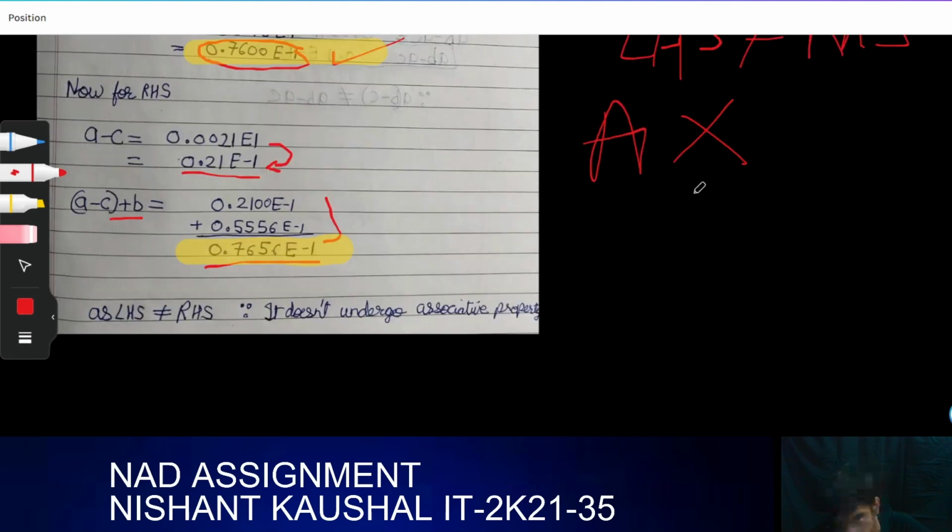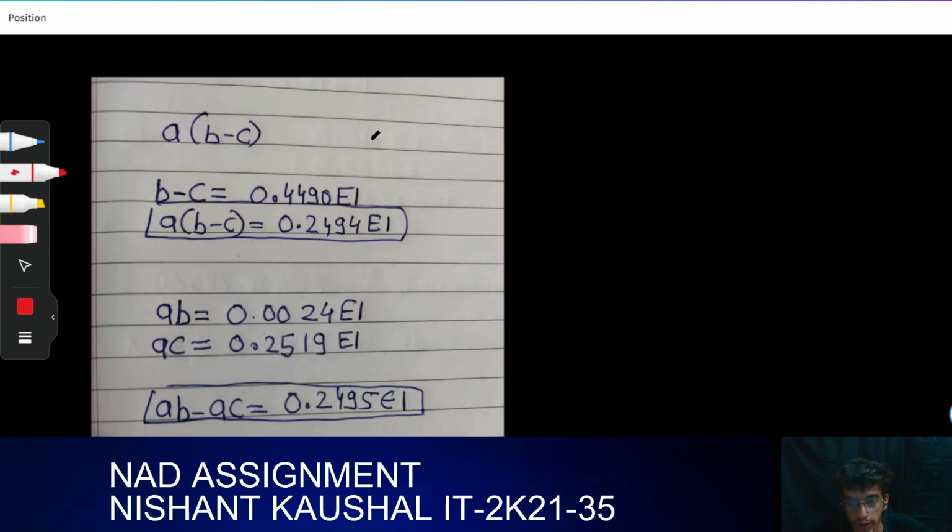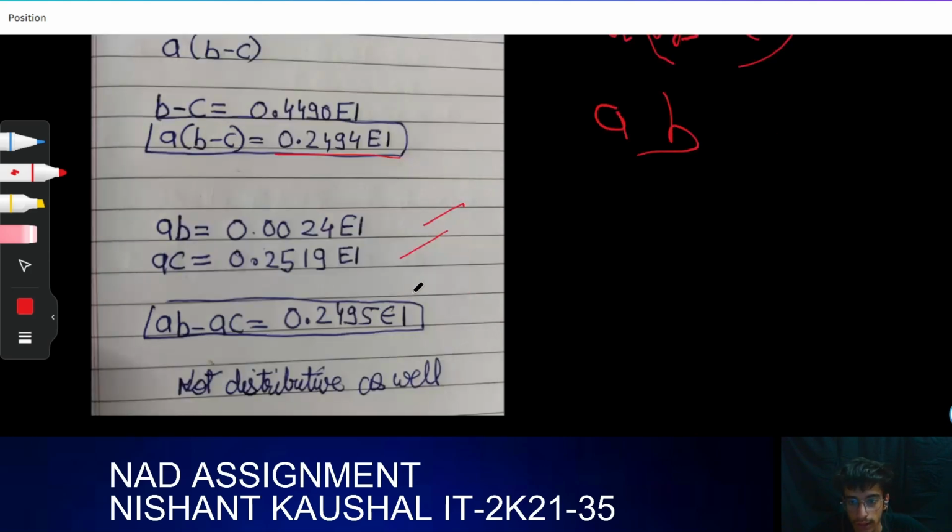And if it doesn't satisfy associative property, it will not satisfy distributive property. But we can check it here as well. A into (b minus c), we will find that will be 0.2494 e raised to the power. This calculation you can do on your own, and AB will be this and AC will be this, and AB minus AC will be 0.2495 e raised to the power.